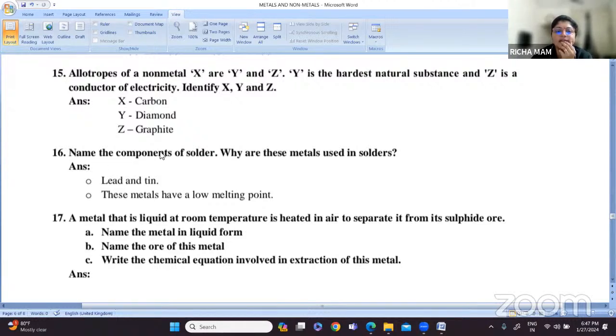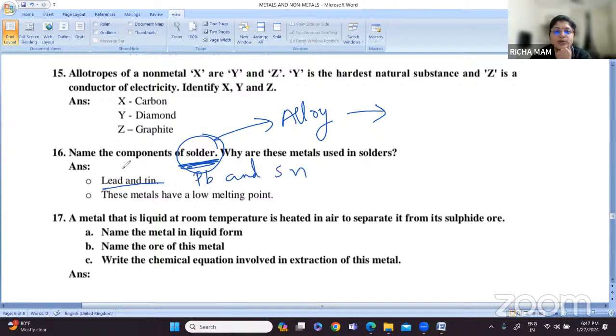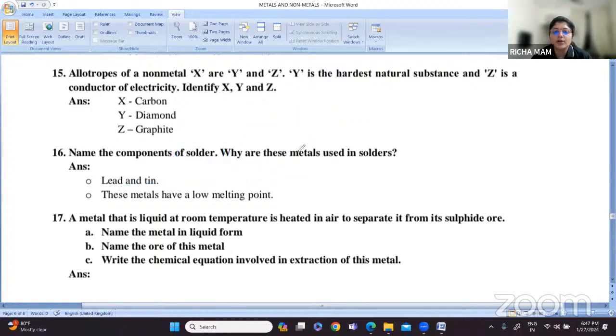Yes, the question is to name the components of solder. Solder is an alloy. What is an alloy? An alloy is a homogeneous mixture made up of two metals or two non-metals. Here solder is an alloy made up of lead and tin. So this is the first answer: the components of solder are lead and tin. Why are these metals used in soldering? Because they have a very low melting point. Because of the low melting point, they are used in soldering.